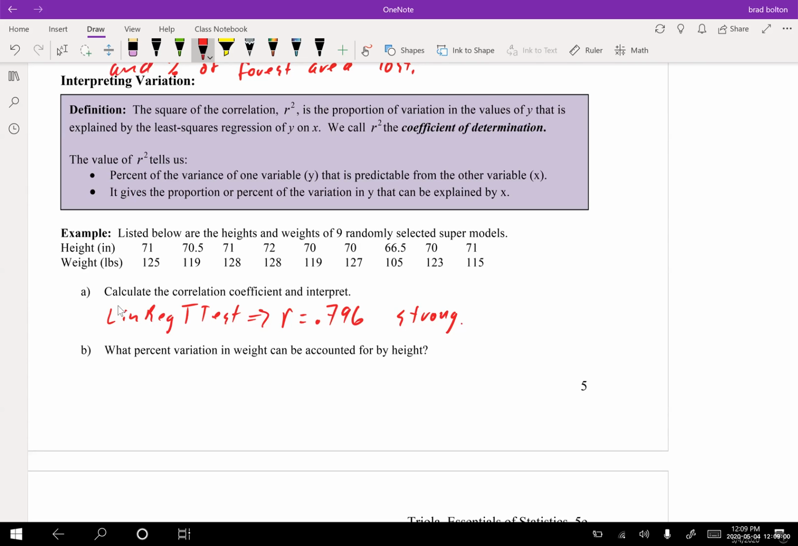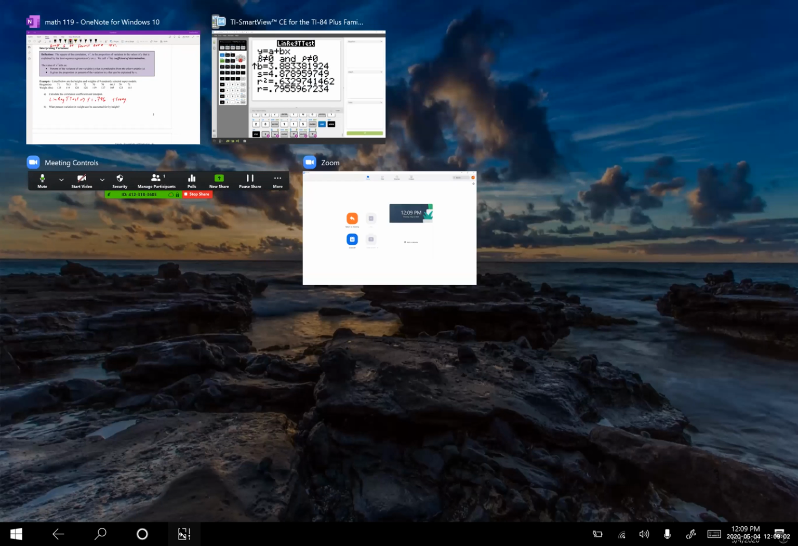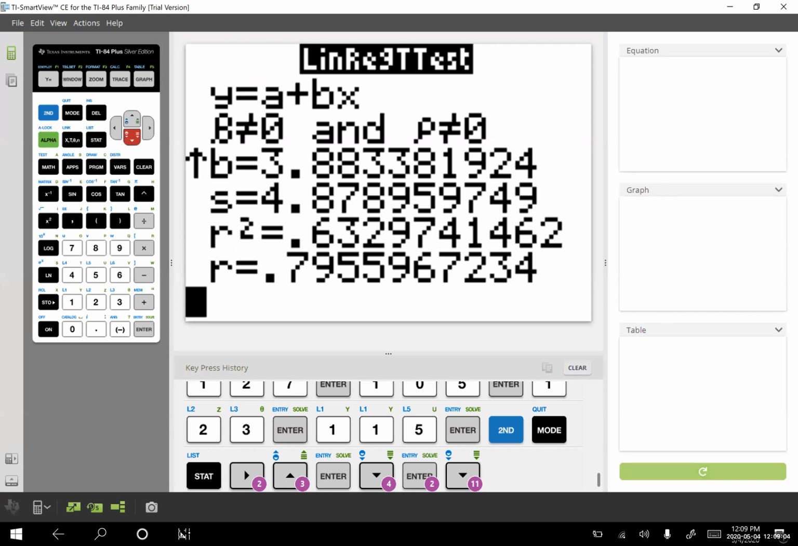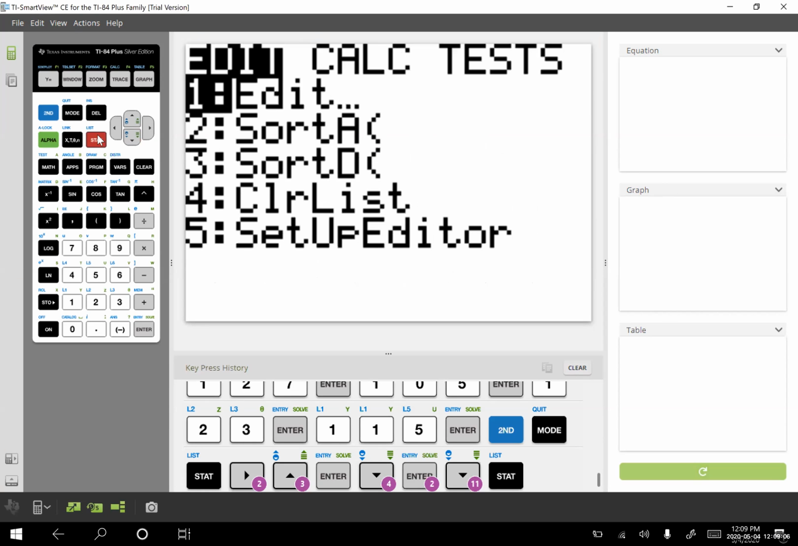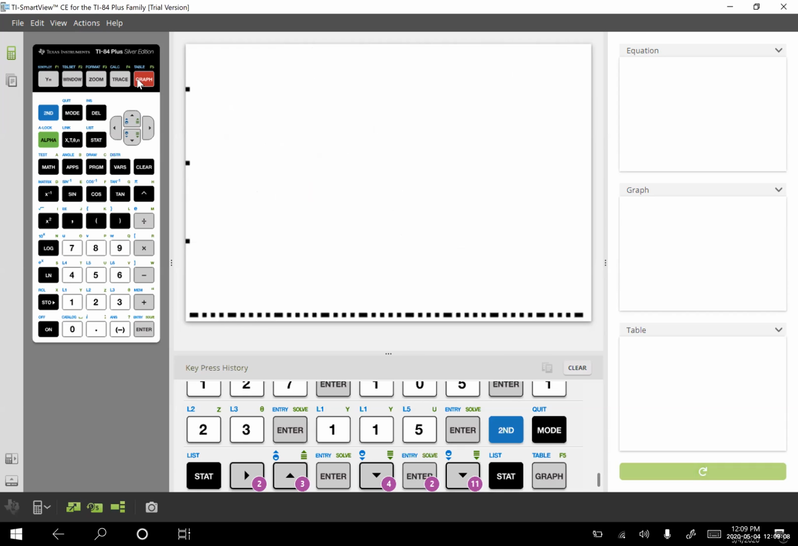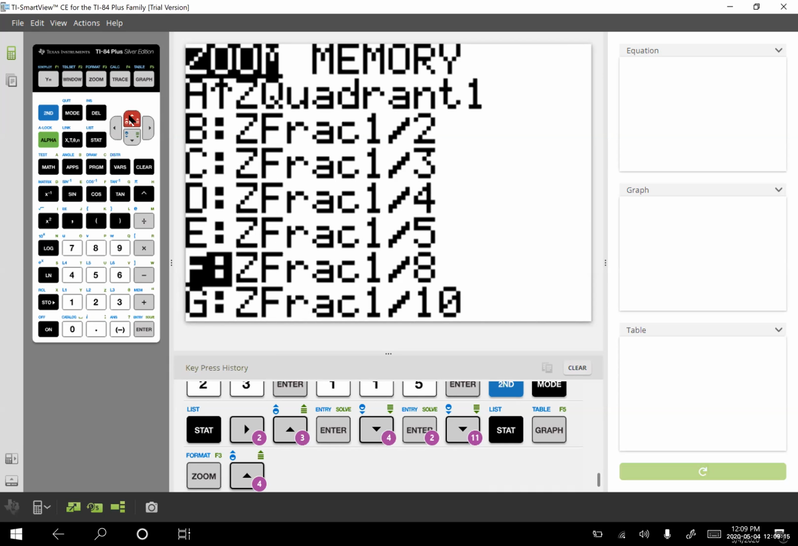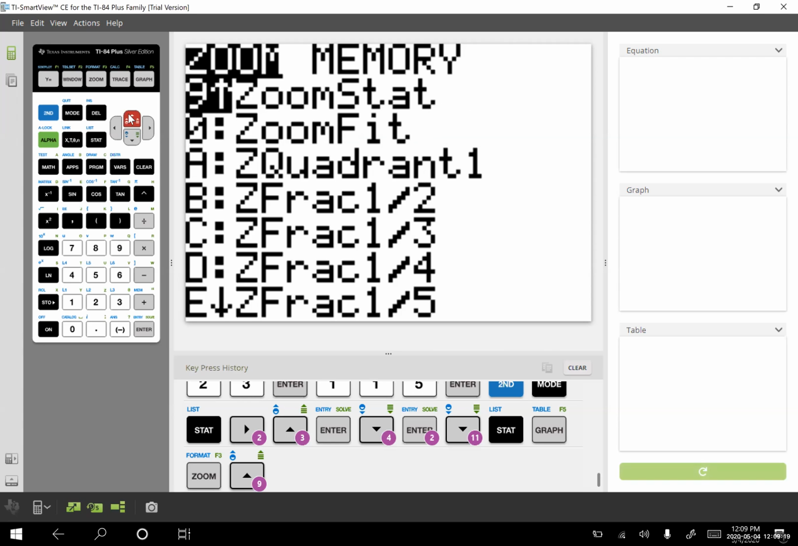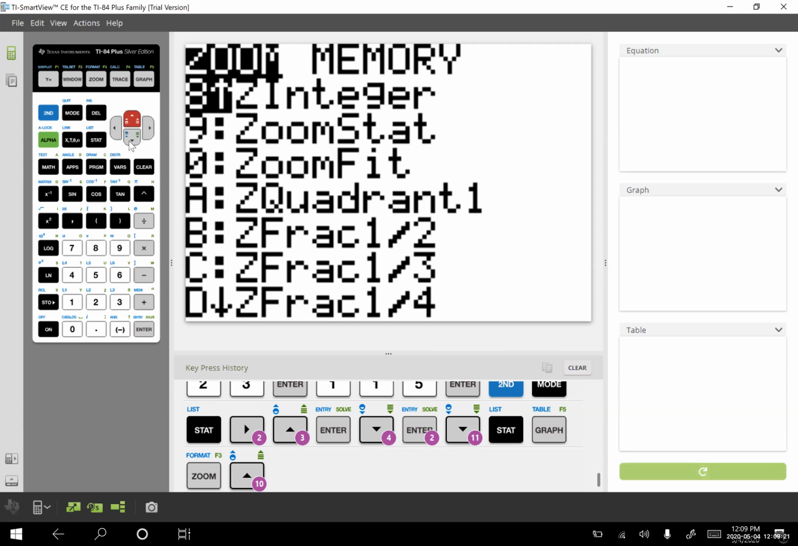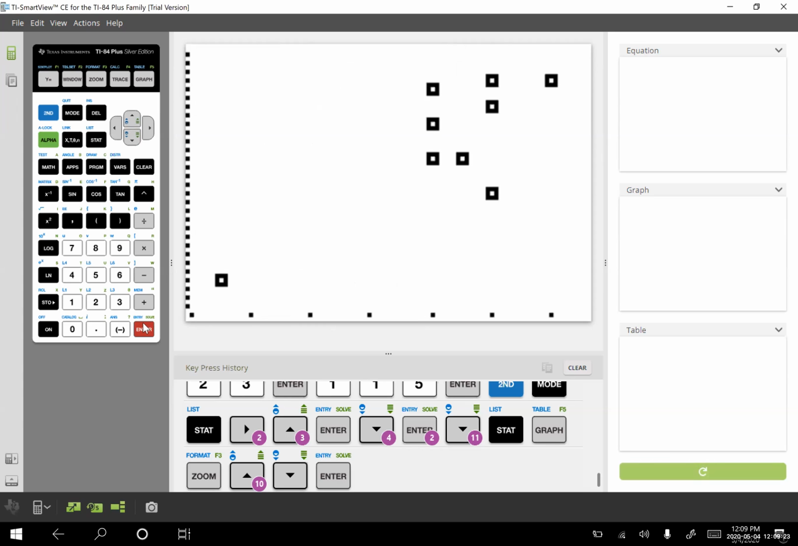One thing I forgot to do, let me go back. I made a mistake. What am I supposed to do first? I'm supposed to go into stat plot. Oops, it's graph. But notice again, I'm going into graph and it doesn't show up. So I go into zoom and I got to go to ZoomStat. Okay, there's ZoomStat right there. Let's hit enter. So there it is.